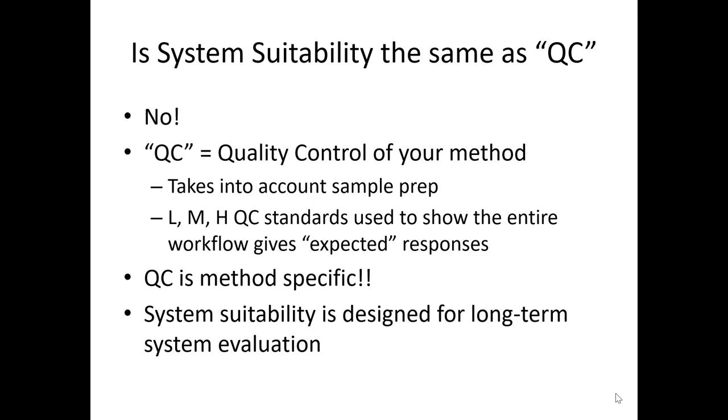So you might have a QC for data-dependent runs. You might have a different QC for PRM and targeted runs. Whereas system suitability, the point is you want to try to make sure you are grabbing or utilizing all aspects of the analytical instrument the way you normally would, and that can be applied generally to all the methods that you normally use.